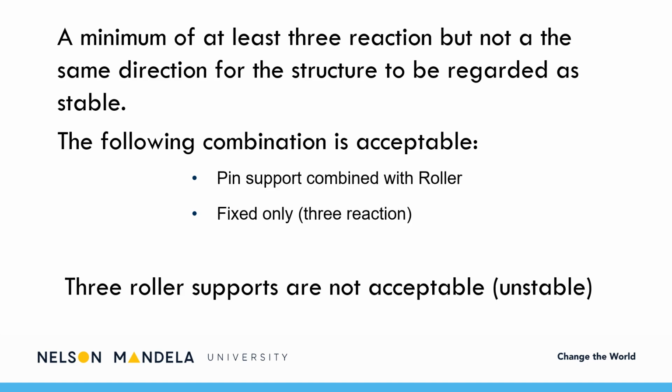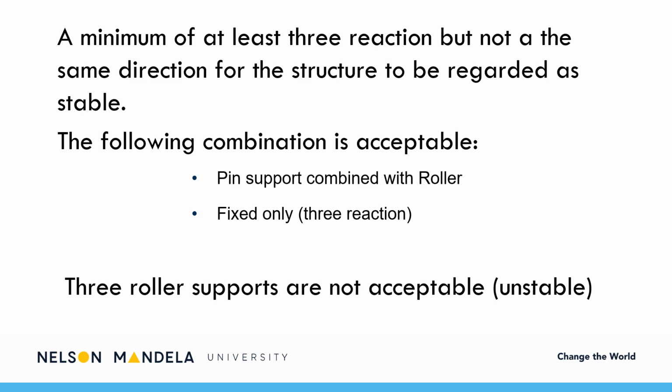Whenever we are analyzing a structure, we must make sure that the structure has a minimum of three reactions. Remember, guys, you cannot have three roller support reactions. Out of those three reactions, you must have one in the horizontal direction and one in the vertical direction, or two in the vertical direction and one in the horizontal direction, or two in the horizontal direction and one in the vertical direction. So you must have at least three reactions.